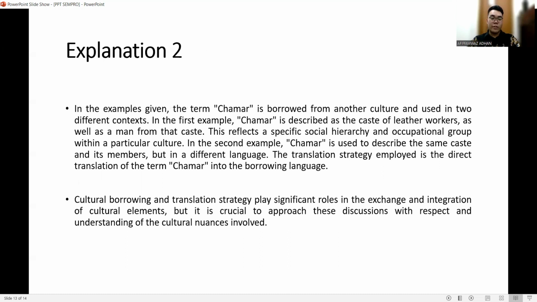Let's have an explanation, the second explanation. In the examples given, the term chamar is borrowed from another culture too and used in two different contexts. In the first example, chamar is described as the caste of leather workers, as well as a man from that caste. This reflects a specific social hierarchy and occupational group within a particular culture. In the second example, chamar is used to describe the same caste and its members, but in a different language. The translation strategy employed is the direct translation of the term chamar into the borrowing language.